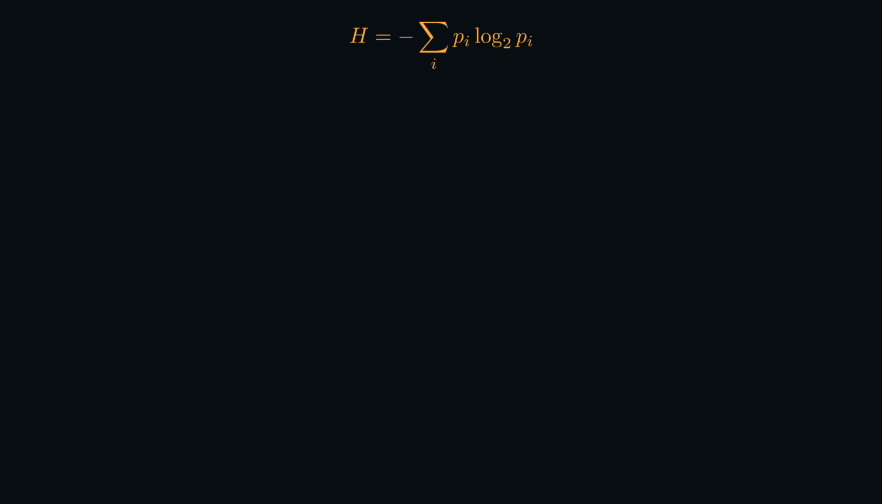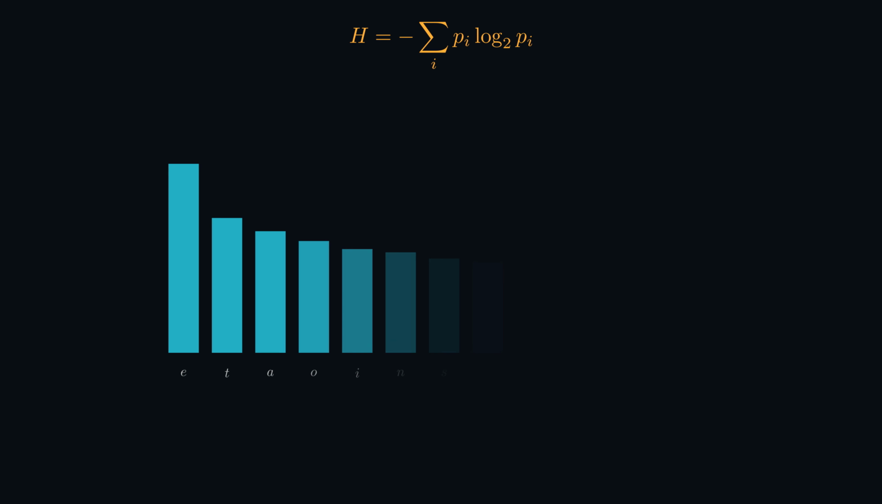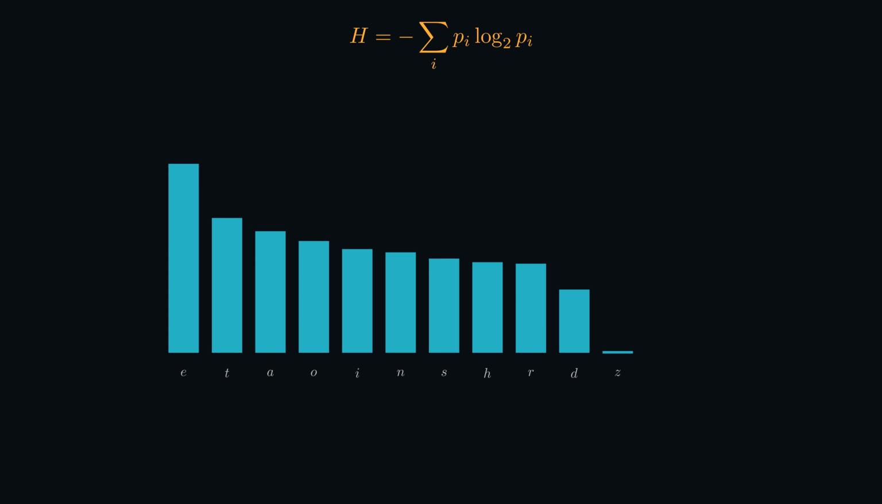Shannon's formula averages the surprise. Entropy: for each outcome, weighted surprise, log of 1 over p, by how often it happens. H equals minus the sum of p log p. Apply it to English letters. 26 symbols, naively log of 26, 4.7 bits each.